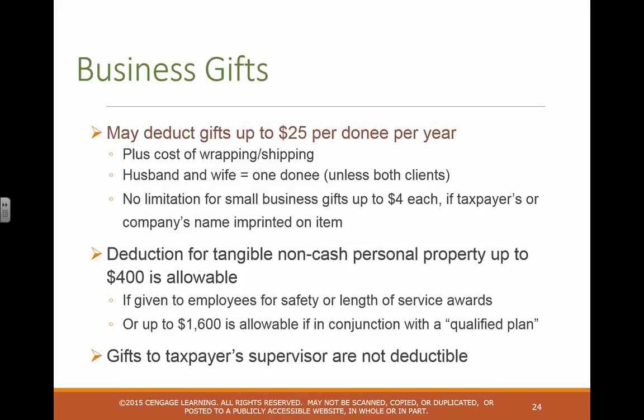Gifts, severely limited, up to $25 per donee per year. So you guys are all my clients, and I buy you all $150 fruit baskets for Christmas. First off, you're super psyched. I can only take $25 for each. Yeah, there better be some mangoes in that baby. Plus cost of wrapping and shipping, husband and wife equal one donee, and there's no limit for small business gifts up to $4. These are just the cheap plastic tchotchkes you get from China.